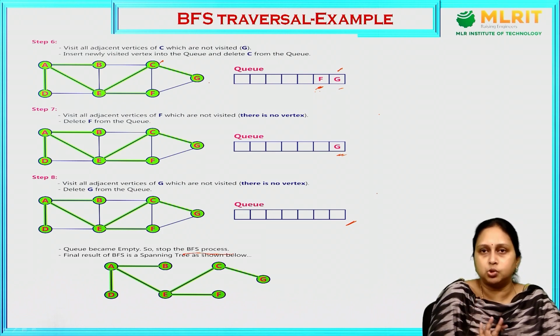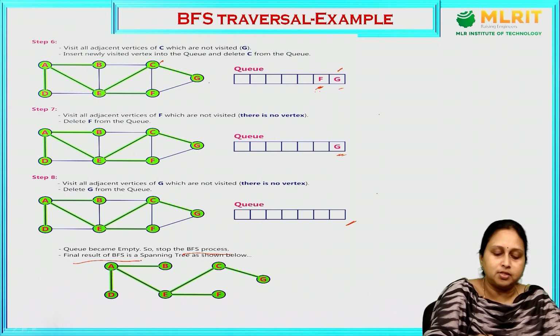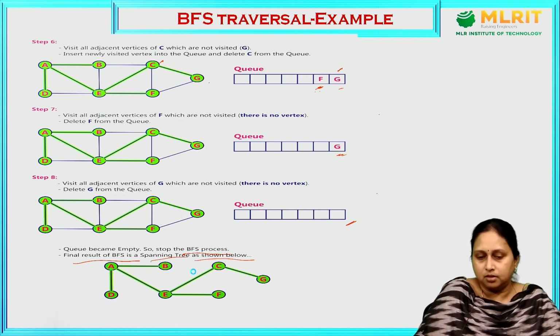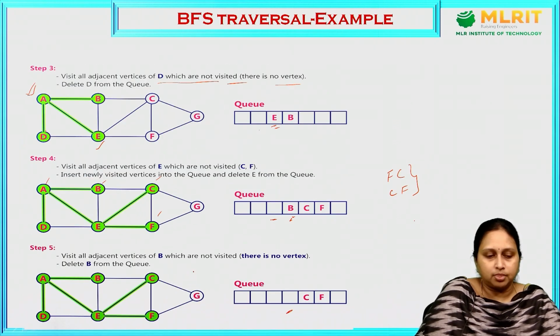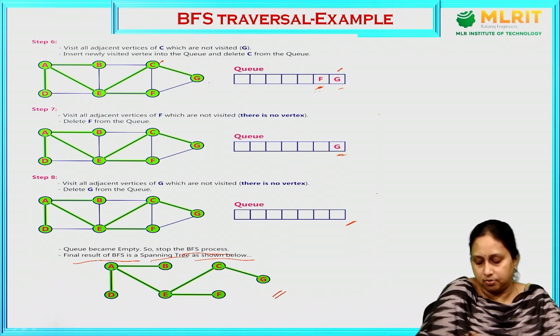Now we are going to stop it. After removing all the vertices from the Q, we have to stop this process. The final result of your BFS is a spanning tree as shown below, right? In this way, based on how you have moved through your graph, you are going to get this spanning tree, right? This is how you are going to get your spanning tree.